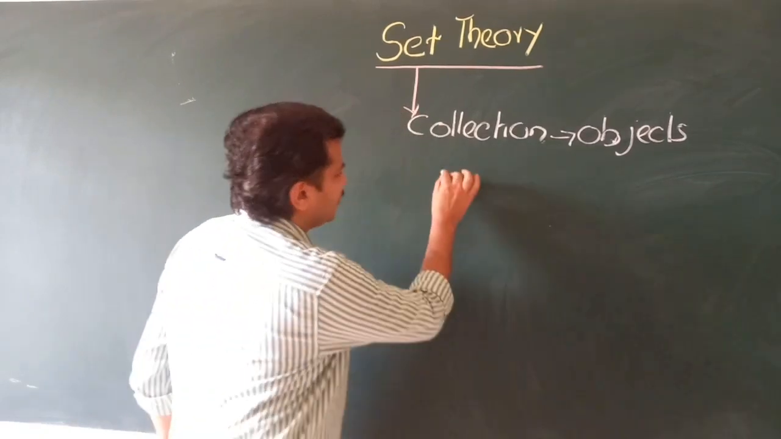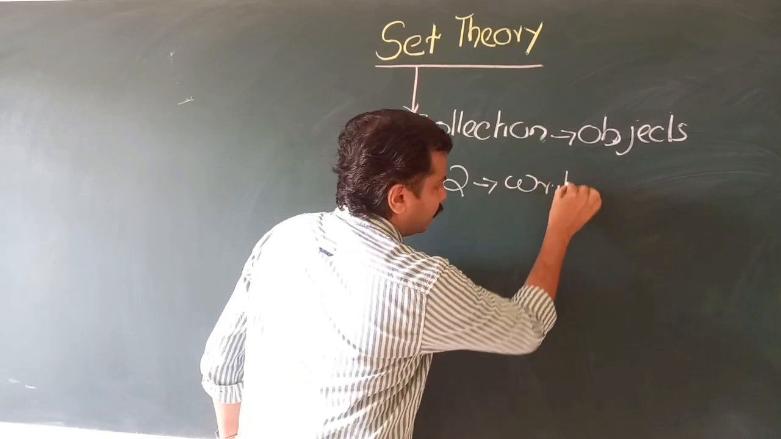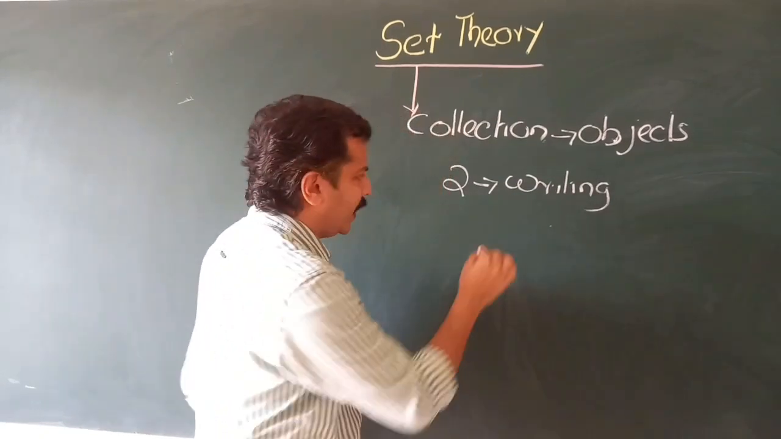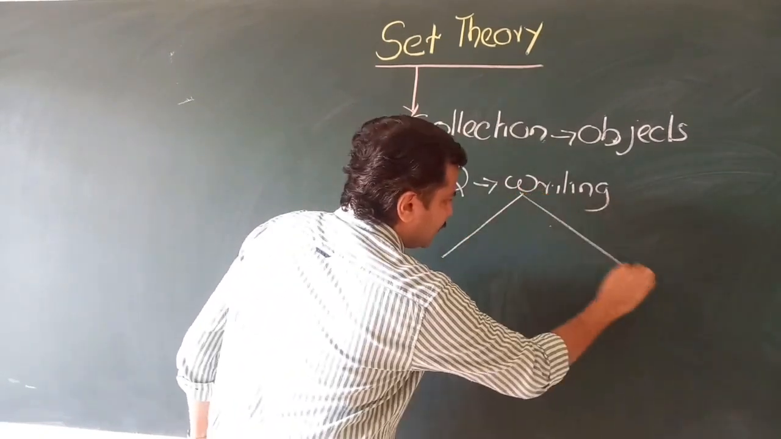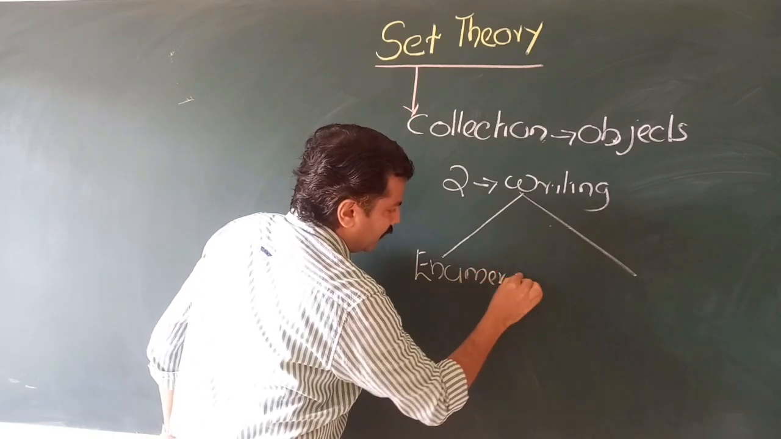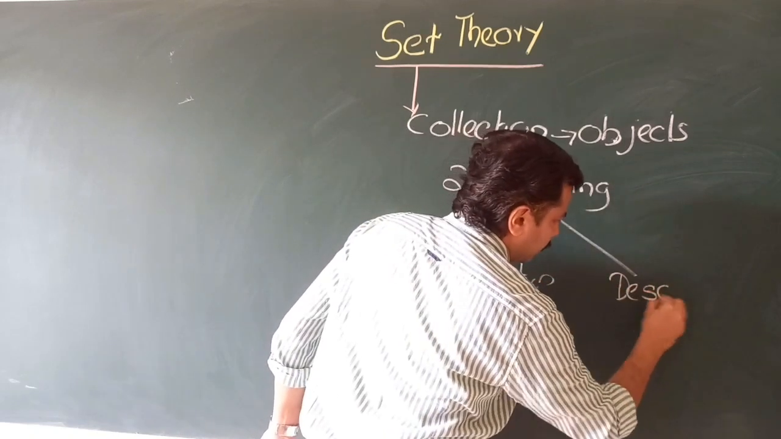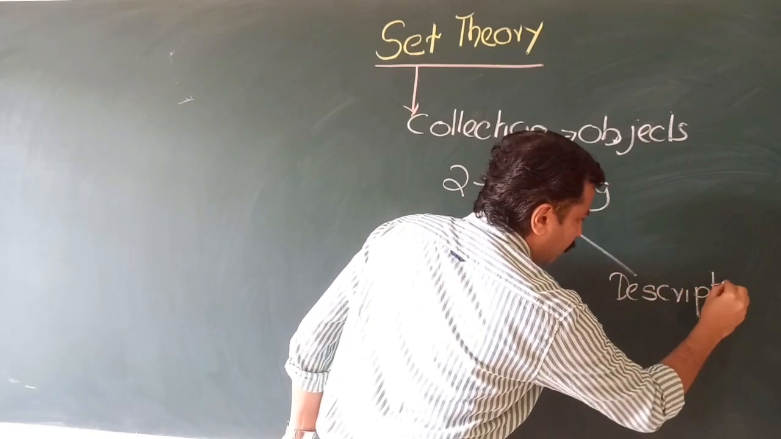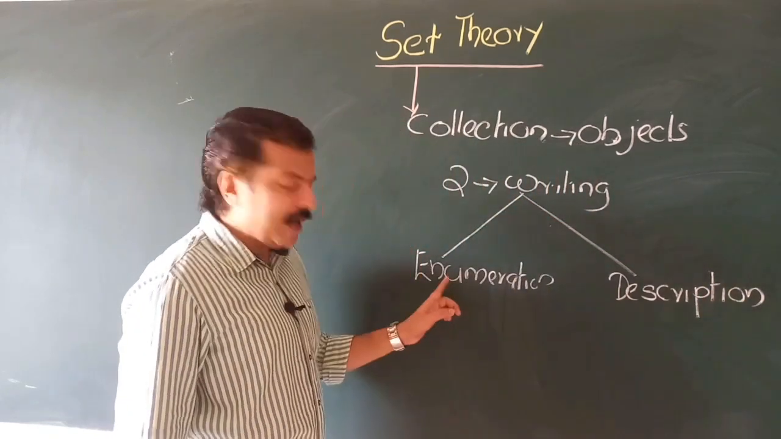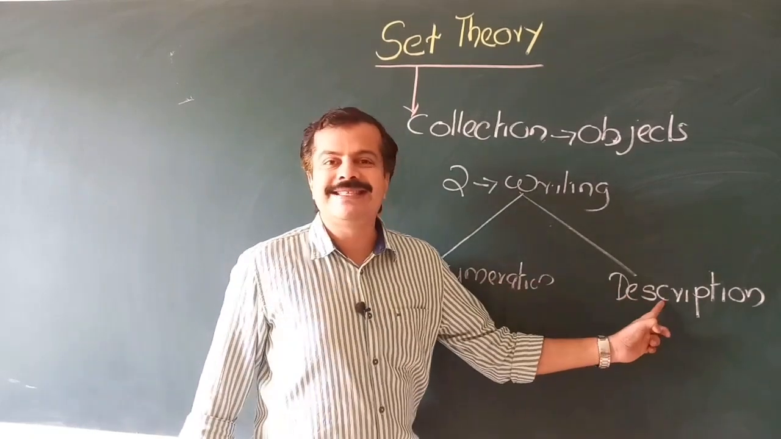There are two ways of writing a set. One way is known as enumeration. The other one is known as description. So these are the two popular ways of writing a set. We have two methods available: one is enumeration and the other one is description.